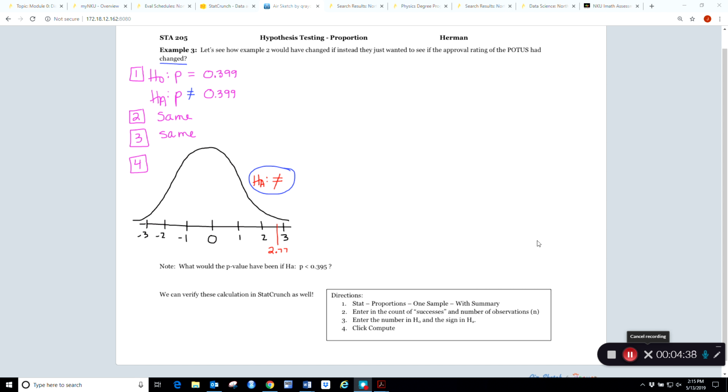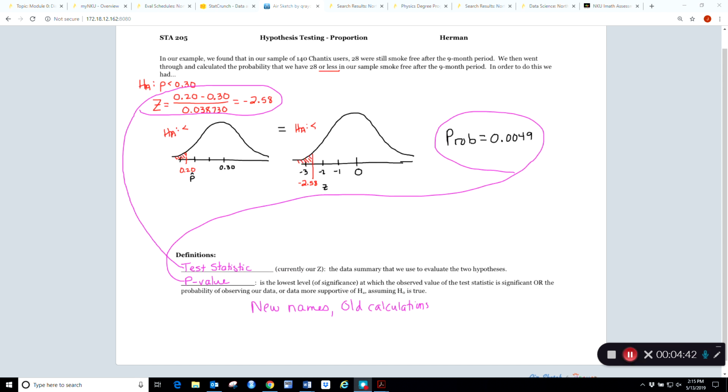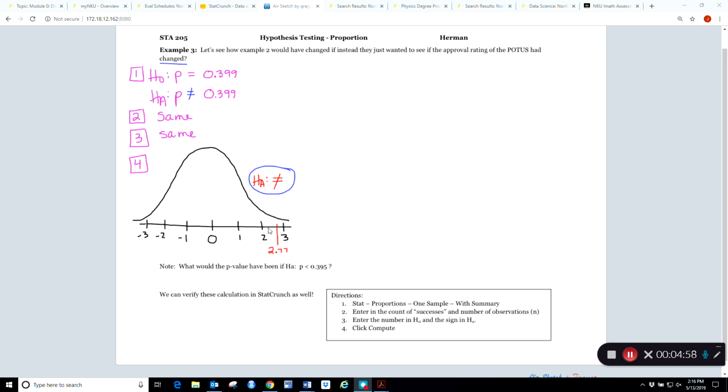Well, let's go back and look at the definition of a p-value. So a p-value is the probability of observing our data or more supportive of HA. This is the part we need to talk about. What does it mean to be more supportive of HA? Well, we already know we're going to have the idea of two sides shaded here because it's a two-tailed test. But let's now talk more about what this 2.77 was telling us. The fact that it was positive told us that we were 2.77 standard deviations above where we expected to be.